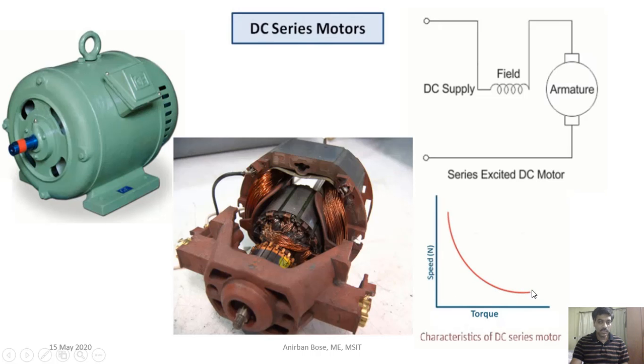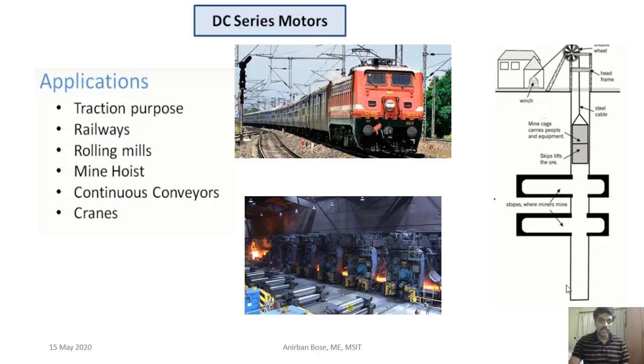Okay, so at a very low speed it can take very high torque. This is the specialty, and that is why these are suitable for traction purposes. In earlier days, railway electric engines were made with DC series motors. In recent times the AC induction motors are used, but these were very common earlier. Anyway, for traction purposes in railways, rolling mills.